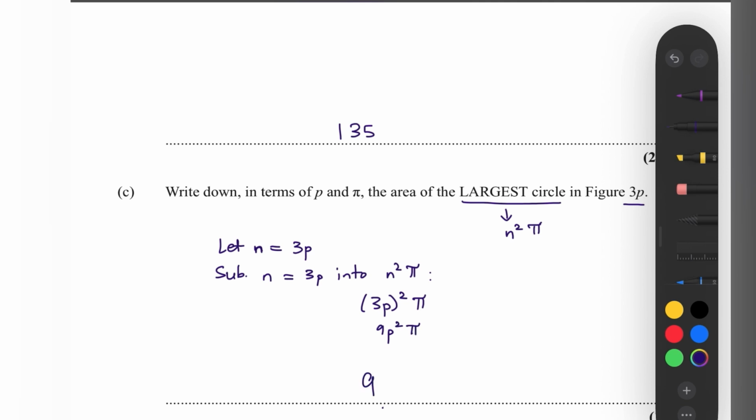And that is your answer. Not just 3p squared, but it'll be 9p squared because 3p is n. So if I'm substituting 3p for n into n squared, it means 3p has to be multiplied by 3p. So it's not just 3 by p squared, but it's 3p times 3p.